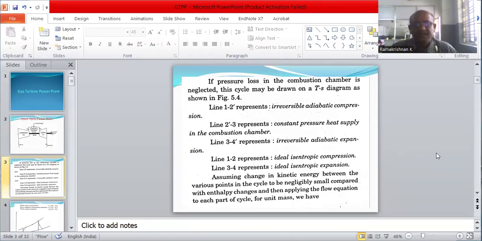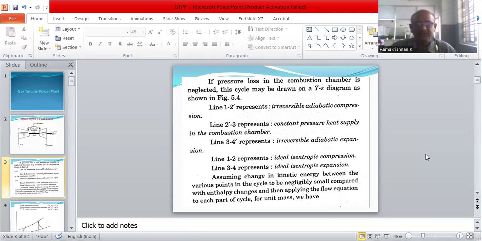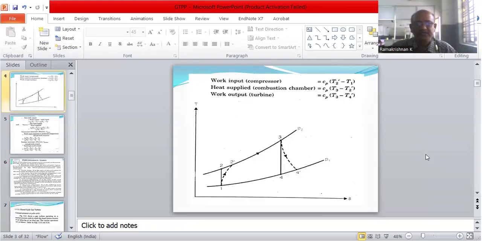Now here we compare both the real process and the ideal isentropic process. There is 1 to 2 dash and 1 to 2, and similarly for the turbine, 3 to 4 and 3 to 4 dash. The assumption is that the change in kinetic energy at any point of the cycle is small compared with the enthalpy change in the plant. Now the flow equation is applied for the air, that is, the hot gas. Now we can have the equation.